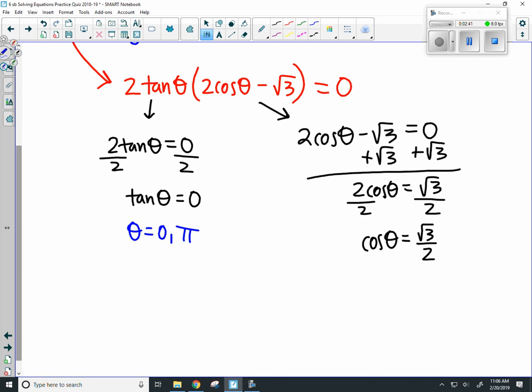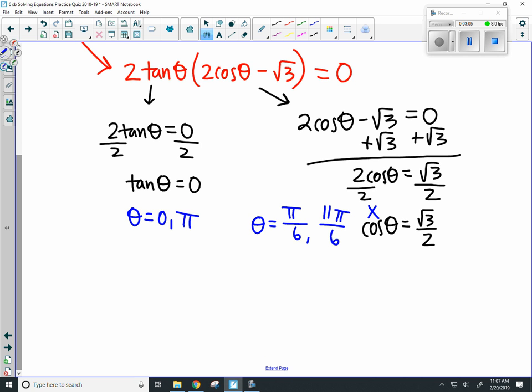So cosine is going to equal radical 3 over 2 at the pi over 6 angles, and it's positive in the first quadrant, so pi over 6, as well as the fourth quadrant, so 11 pi over 6. So if your directions said solve it between 0 and 2 pi, those 4 angles there would be your final answer. The directions for these say solve it for a general formula.